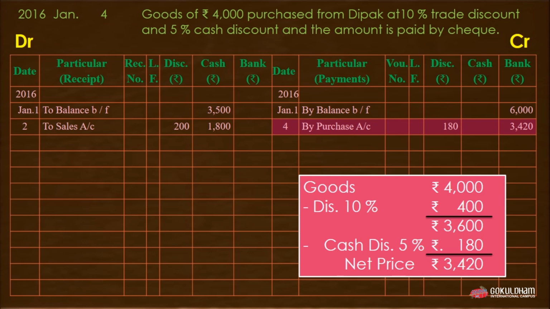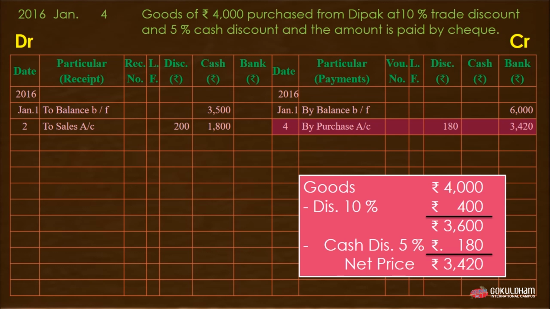Then the next transaction is January 4th. Goods of rupees 4,000 purchased from Deepak at 10% trade discount and 5% cash discount, and the amount is paid by check. It means this transaction is a purchase, so we record it at the credit side first. But first let's see the calculation. What is the net price? First we write goods of rupees 4,000 minus 10% trade discount 400 rupees. To find 400, we calculate 4,000 multiplied by 10%, so the discount is 400 rupees.